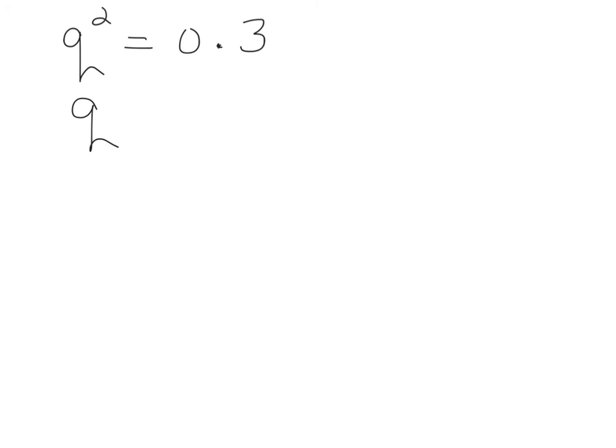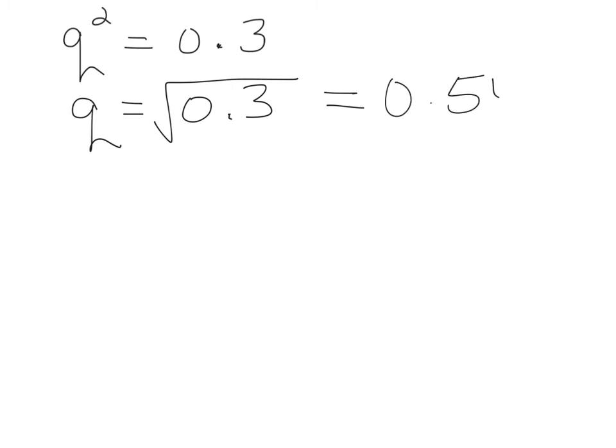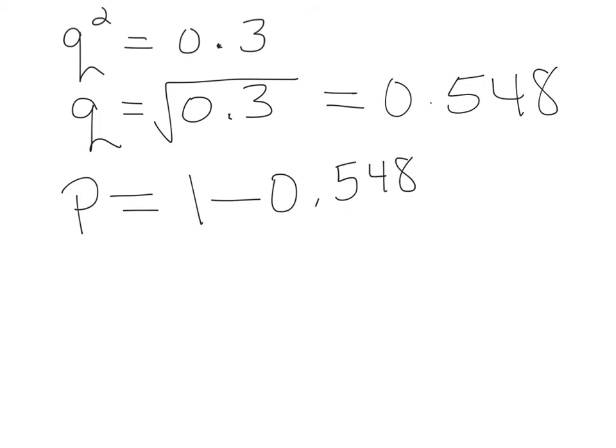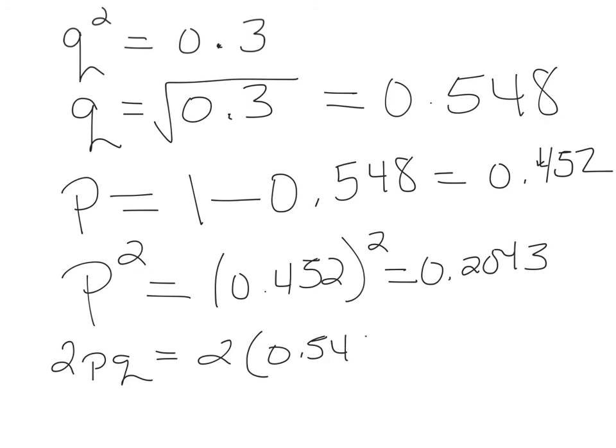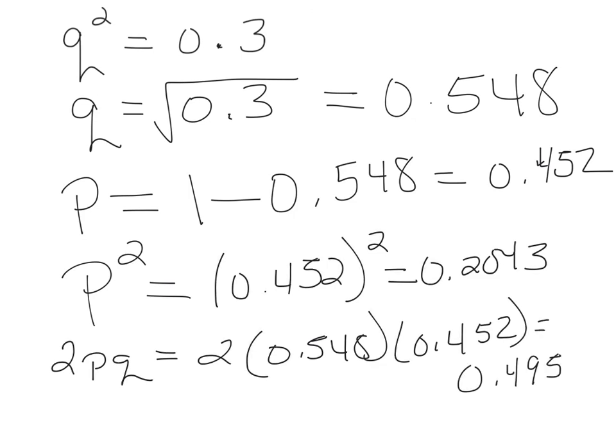From here we can find q by taking the square root of 0.3. Yes, you're going to need a calculator for this one. This equals 0.548. Now we can find p. p equals 1 minus q. So p equals 0.452. Now we can find p squared. So again, you guys can use a calculator here. So we have 0.2043. And now we can find 2pq. So 2 times 0.548 times 0.452. So our heterozygote frequency is 0.495.